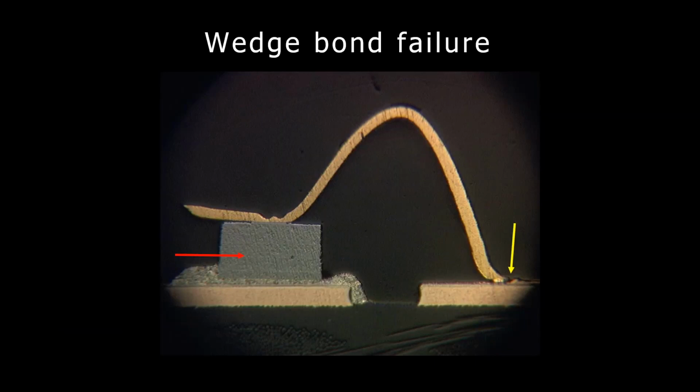This is a low-cost LED. The red arrow indicates its location. This example uses wedge bonds. When a wedge bond fails, it usually occurs at the heel, shown by the yellow arrow, as this is the weakest point.